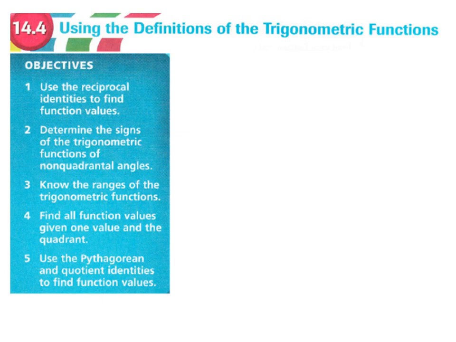We'll talk about the ranges for the trig functions, and we'll look at how to find all function values given one value and the quadrant. So for example, if you're told that sine of theta is 3/5 and that it is in quadrant 2, being able to find all the trig function values. And then we'll look at a couple of rules, specifically the Pythagorean and quotient identities, in order to help us find function values.